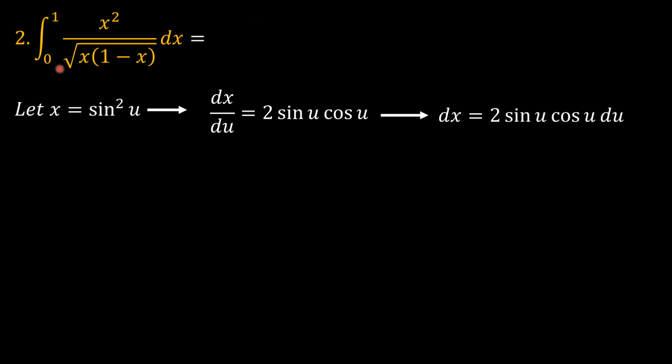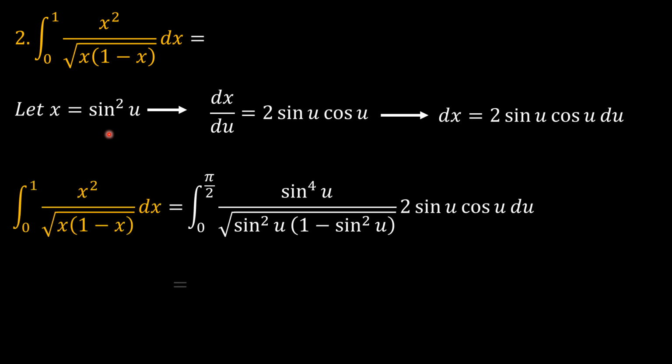Now, when x equals 0, 0 equals sine squared u, square root of 0 is 0, and so u is equal to arc sine of 0, which is 0. And then when x equals 1, square root of 1 is positive 1. Arc sine of 1 is going to be equal to pi over 2. So let's just go in and substitute everything.